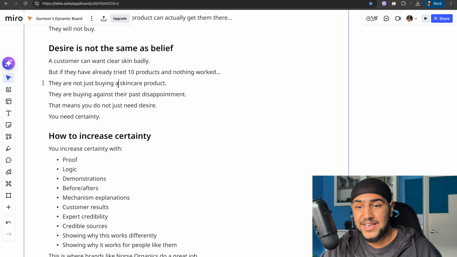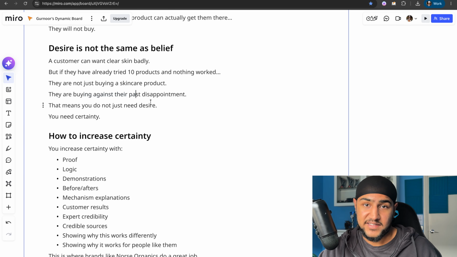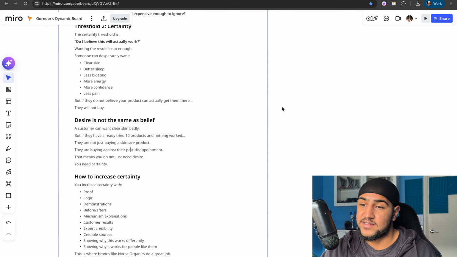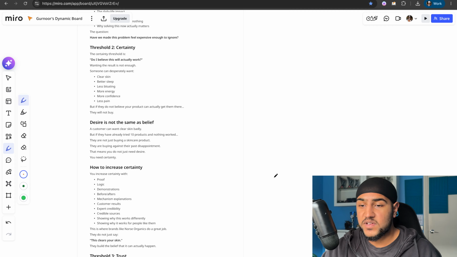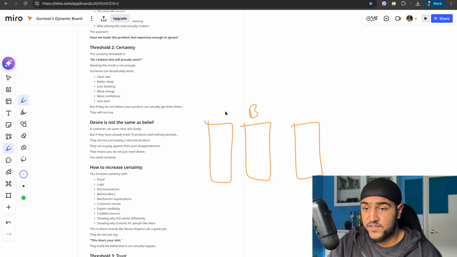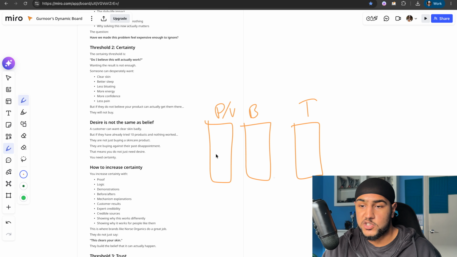They're not just buying a skincare product, they're buying against their past disappointment. And this is super important when it comes to sophisticated markets. In a sophisticated market, someone's pain might literally look like this. Like a lot of these weight loss markets, if this is belief, if this is pain and value, and this is the trust in the company, which I'm going to explain a little bit later, someone's pain might be up here.